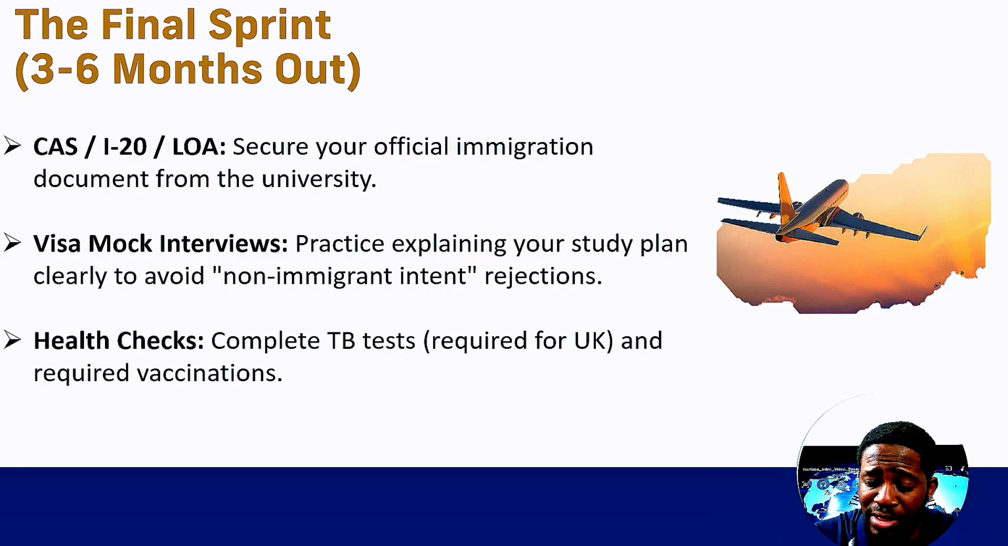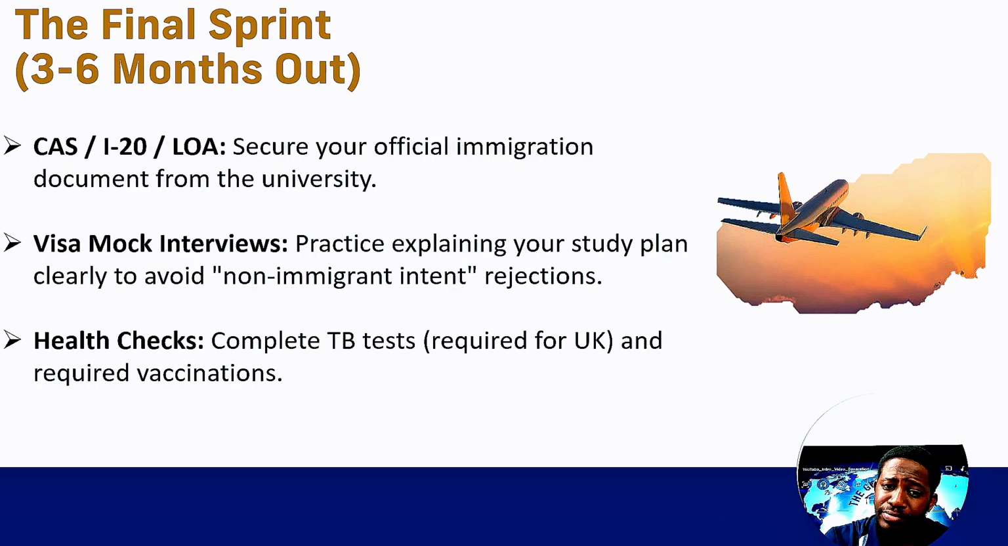Next thing under the final point is health checks. When I went to the UK, they needed that TB certificate. So it's very important, 3 to 6 months out. Why? Because for some of the health checks and some of the shots you need to take, maybe flu shots or anything, you take the first shot and the next shot, maybe 2 months or 3 months interval, you take another shot. So it's very important that you do it in good time.